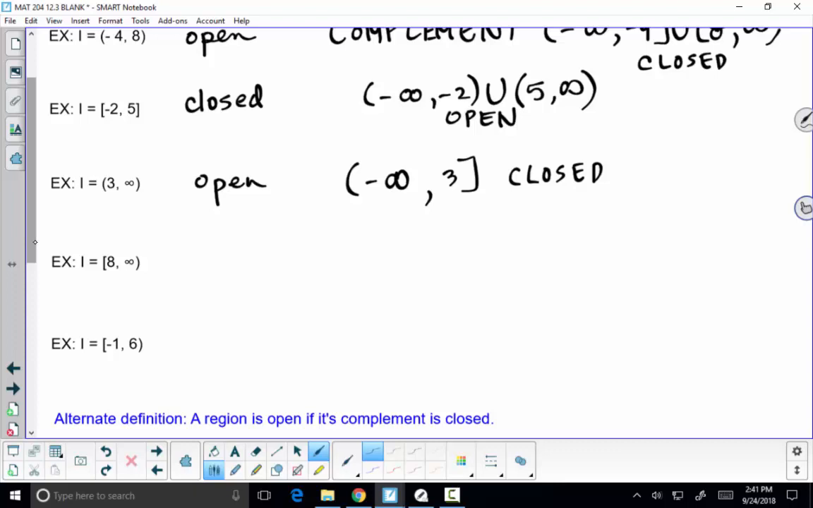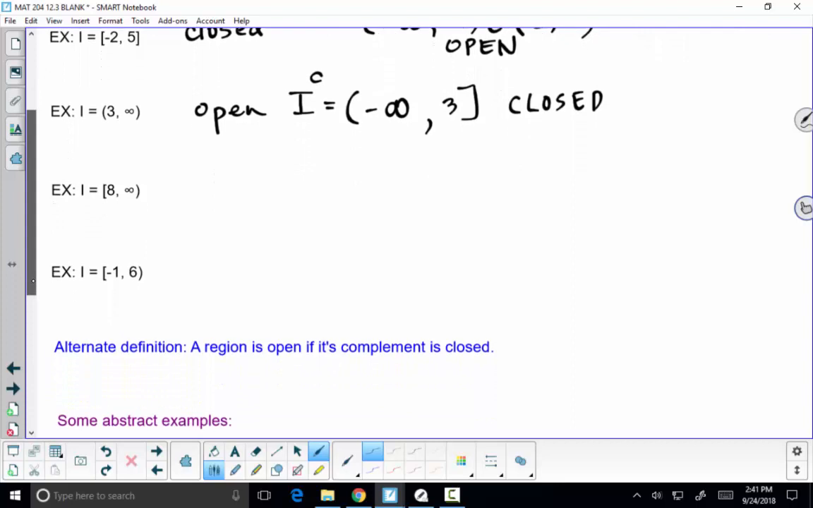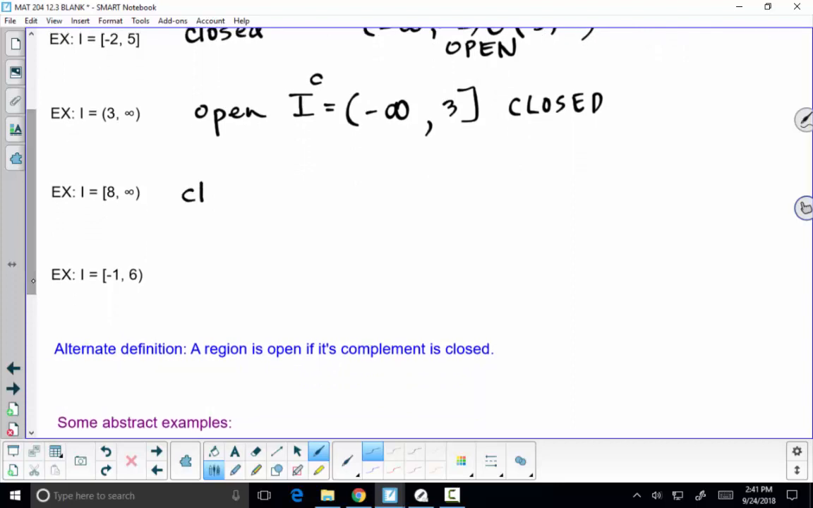Grant, is there a handy little symbol for notating the complement or no? A lot of times they'll just put a little C up like that, and that'll be the complement of interval I. Good question. So just because 3's included, it's closed. Okay, so this interval then here clearly is closed.